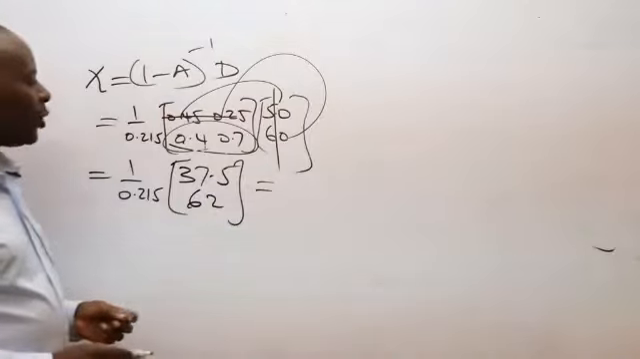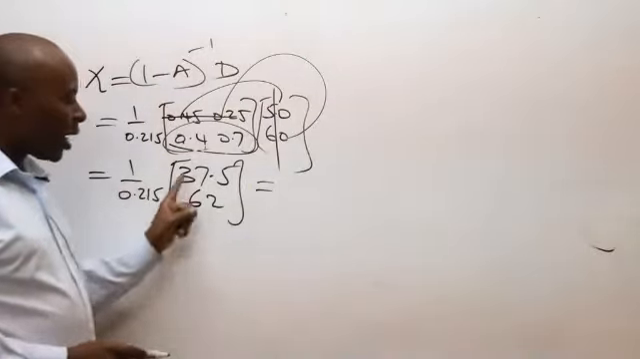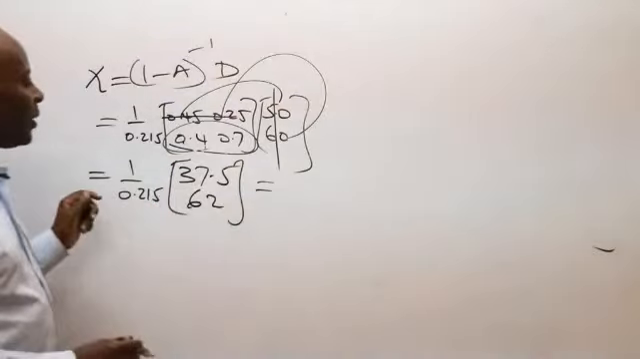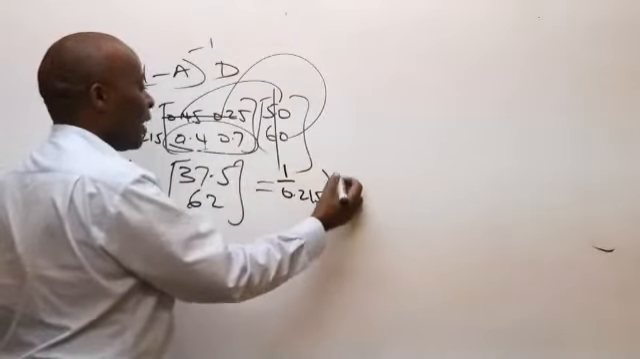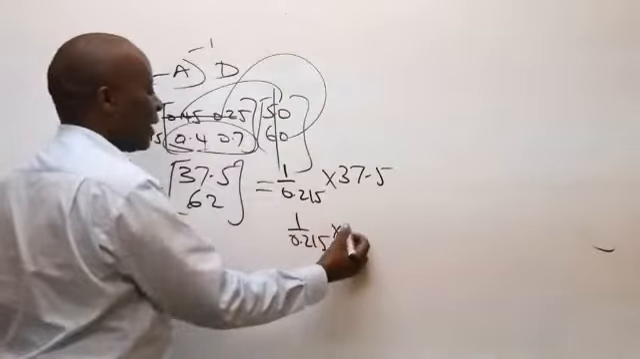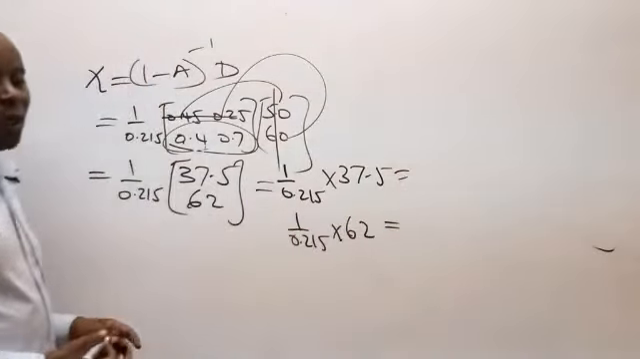So after that, ladies and gentlemen, the next thing will be for me to distribute the scalar. The scalar is very easy. You simply take 1 over 0.215 times 37.5, and 1 over 0.215 times 62. You get the 2 values into decimal places.